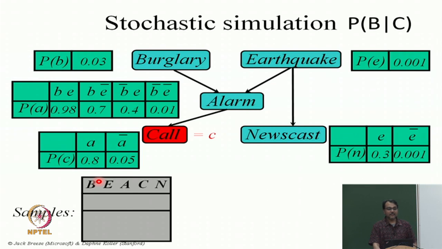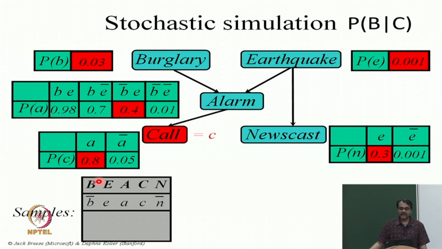Alright, so that is exactly what you do. You start sampling. Your first sample B was false, your next sample E was true. Now B is false and E is true, so you are going to use the probability 0.4. Your next sample A, let us say A is true, so you next sample C with probability 0.8 because A has been true, and you get C. Then you sample N with probability 0.3, and you get N false. Now, is this sample relevant to you for the probability of B given C? Yes, this is relevant to us.